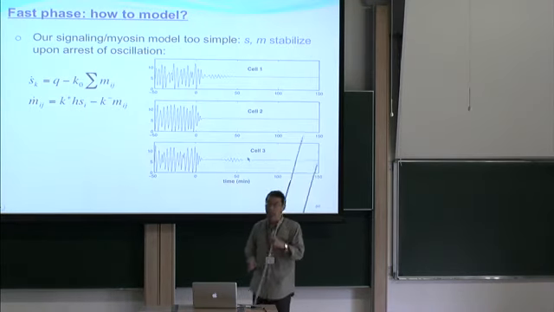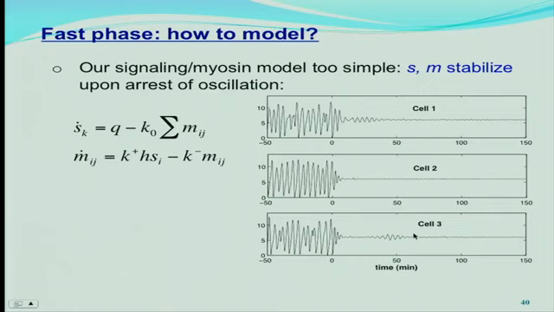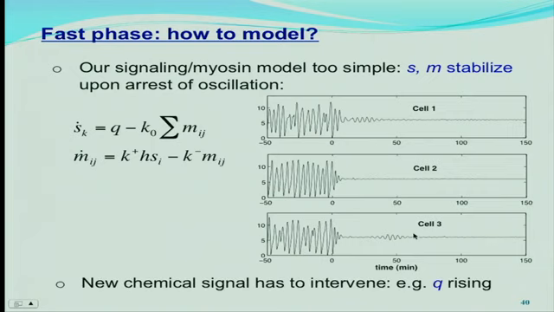We realized that in our model, if you set the time derivatives to 0, the myosin would approach a constant, unless you allow the signal to grow somehow for external reasons. So we ended up with a constant amount of myosin as we get to the fast phase. So we need an additional mechanism, which we did not have at the time of this model.